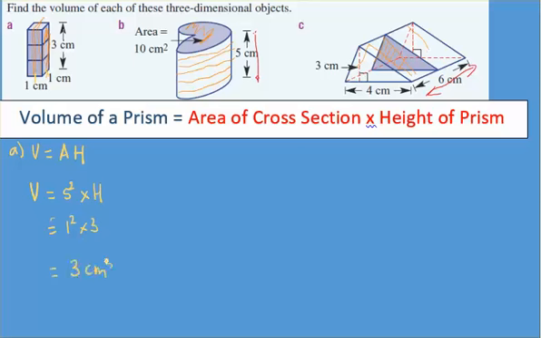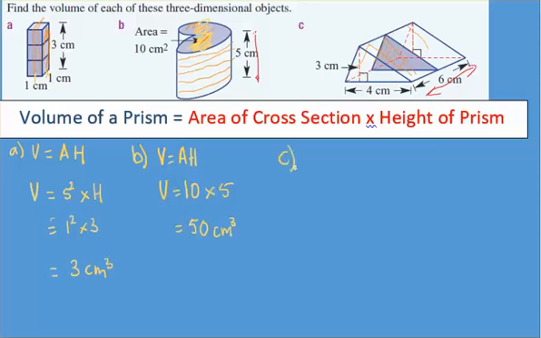and our solution comes out to be 3 cubic centimeters. Now when we have a look at B, volume equals area times the height. This one here, the area of the cross section is given to us, so we write down V equals 10 times the height. The height in this case is 5, so it's going to be equal to 50 cubic centimeters. And now we're up to C.